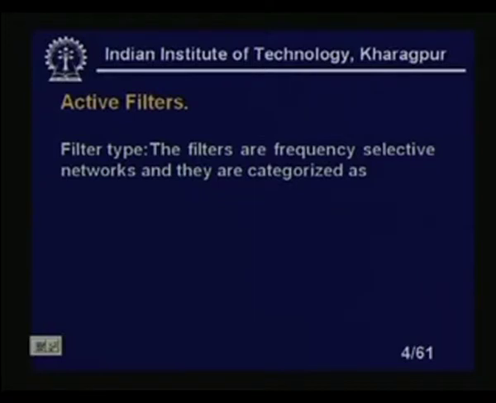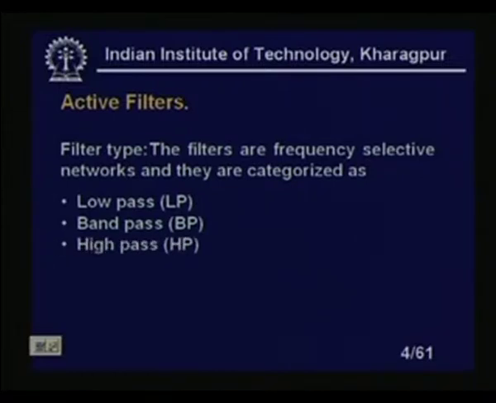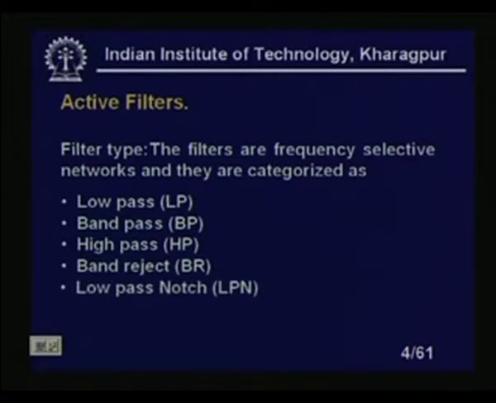Now, filter types. Filters are frequency selective networks, and they are categorized as low pass, band pass, high pass, band reject, low pass notch, and high pass notch. These are the typical classes of filters you will get. Also, we have delay equalizers or all pass filters, which are also a class of filters that will be discussed later on.